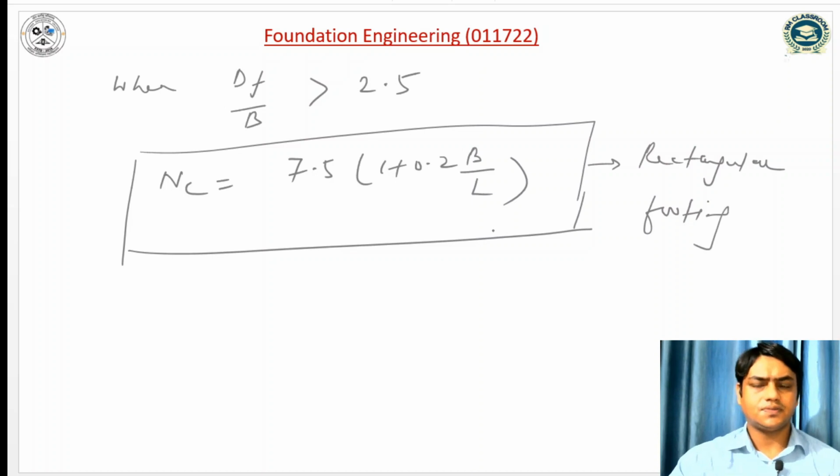So this is the method given by Skempton, in which net ultimate bearing capacity can be computed by C into Nc, where Nc is the bearing capacity factor for the cohesion, and the expression was given by Skempton itself for the square footing, strip footing, and rectangular footing.